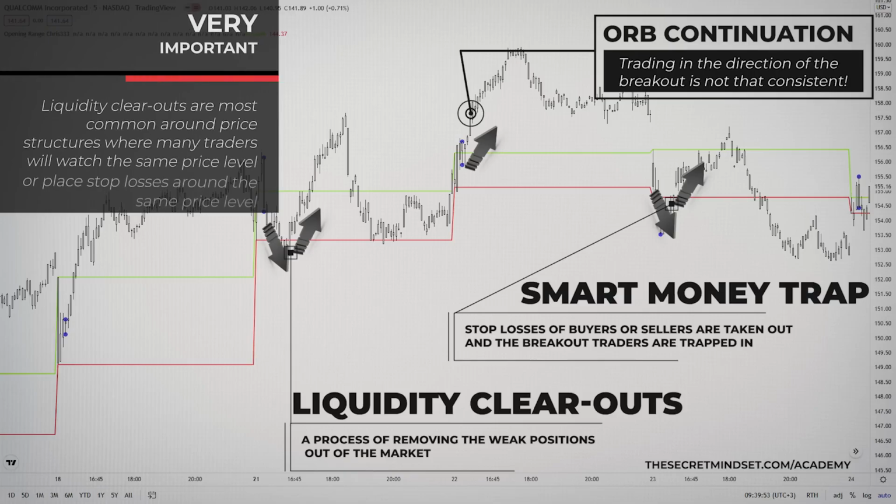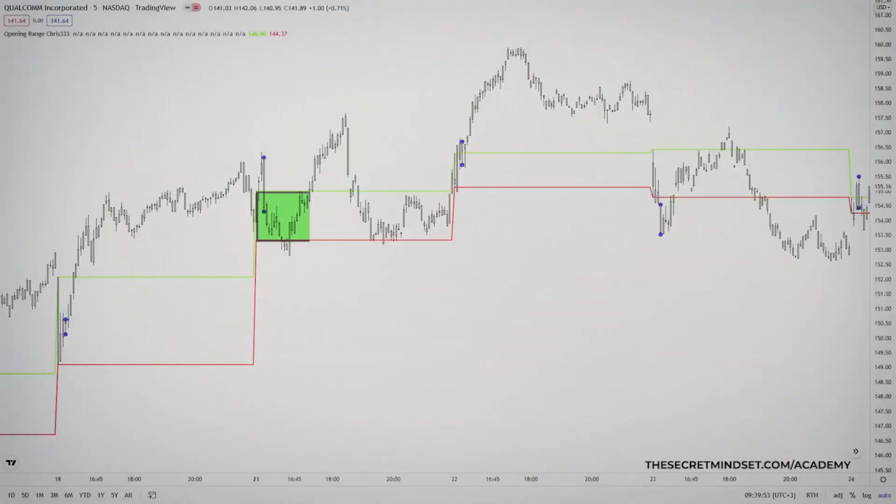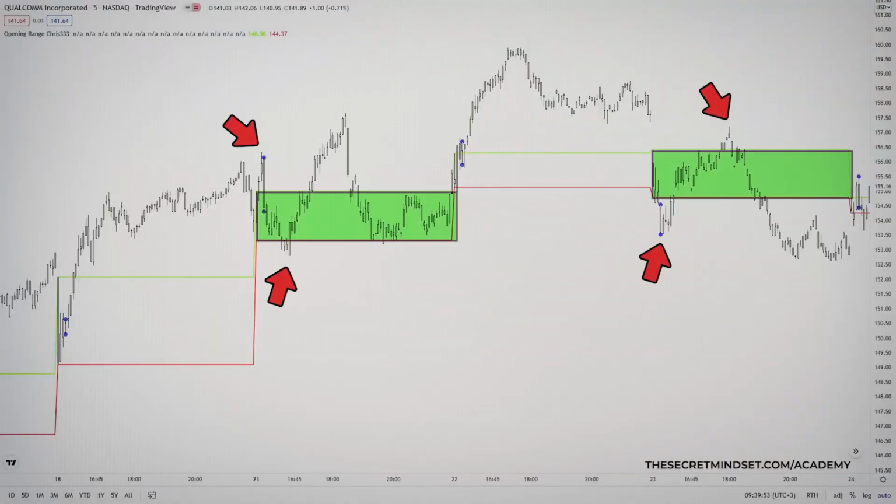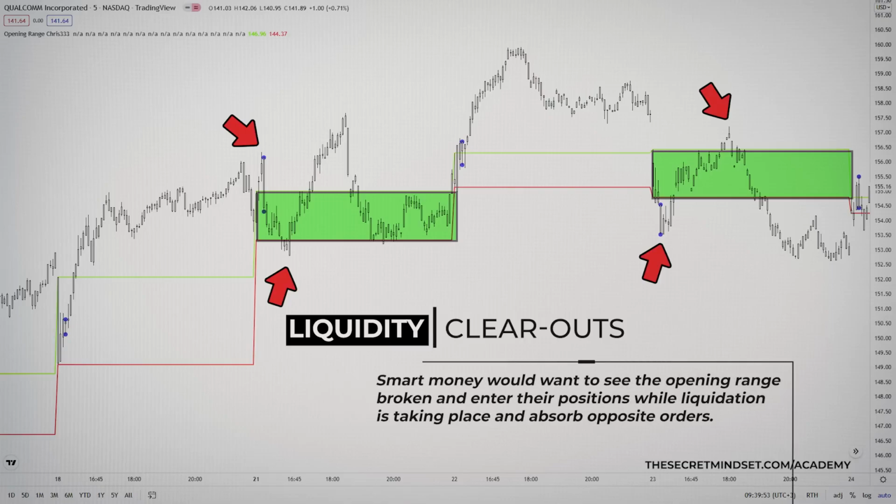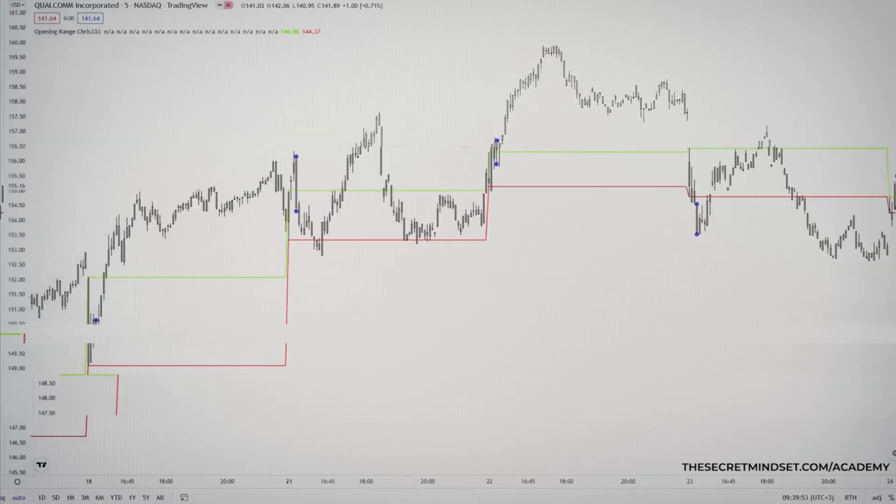But what you need to understand is that these events are most common around price structures where many traders will watch the same price level or place stop losses around the same price level. Do you think the opening range is a price structure that might be targeted by smart money? Of course it is. Smart money would want to see that range broken and enter their positions while liquidation is taking place and absorb opposite orders. That's why you lose money when you trade the opening range breakout, the classic way.